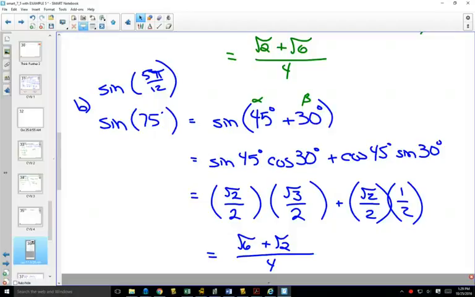One thing you'll notice after doing a few of these is that your pi over 12 family for sine and for cos always has a root 6, always has a root 2, and is always going to be divided by 4. What changes is what's positive and negative. Sometimes the root 2 will be negative. Sometimes the root 6 will be negative. Sometimes both of them will be negative. But for sine and cos, you'll always get a root 6, a root 2, and a 4 on the bottom.